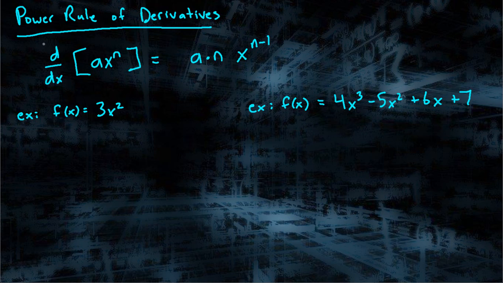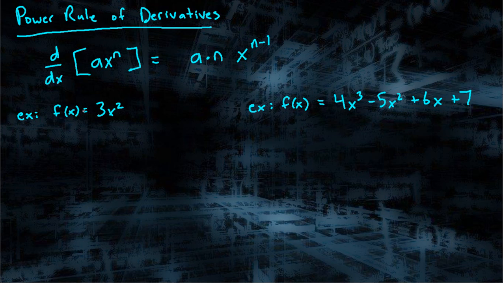So I've written it down here, and this piece, d dx, means take the derivative with respect to x, and here's our function, a x to the n. That equals a times n, x to the n minus 1.